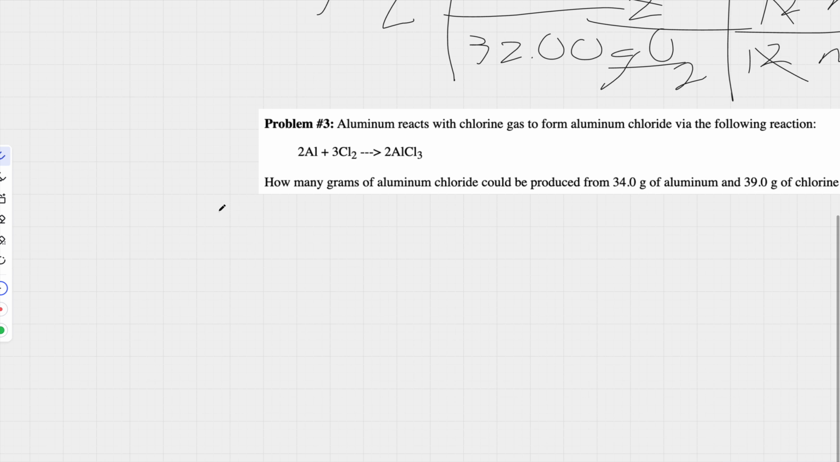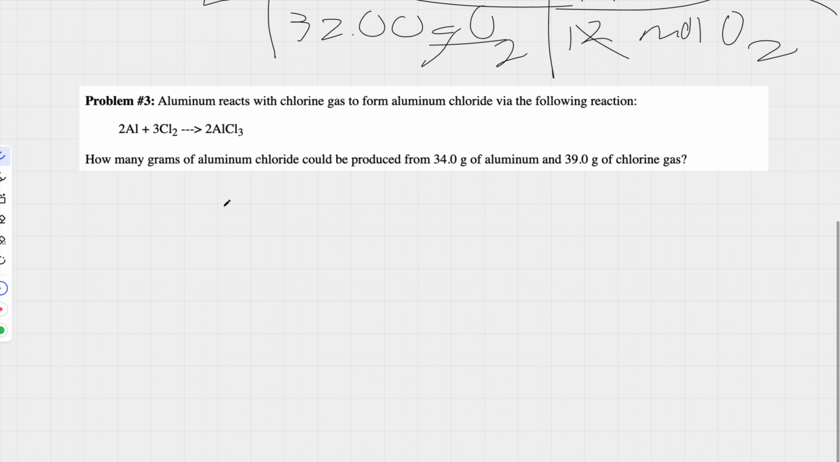Okay, now to the next problem. Aluminum reacts with chlorine gas to form aluminum chloride via the following reaction. How many grams of aluminum chloride could be produced from 34.0 grams of aluminum and 39.0 grams of chlorine gas?